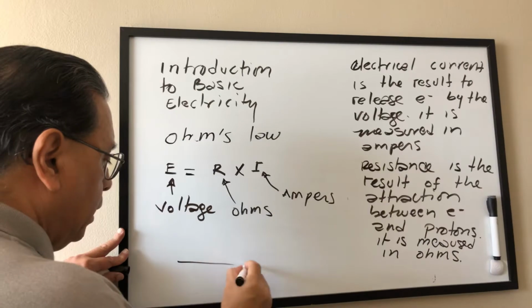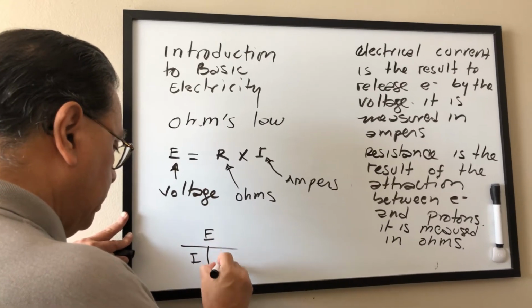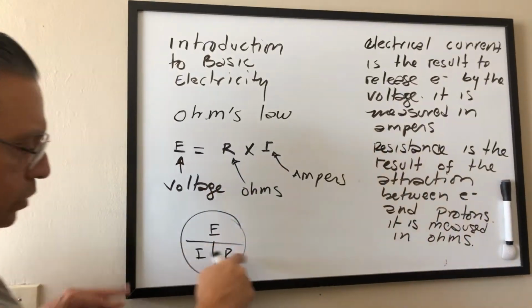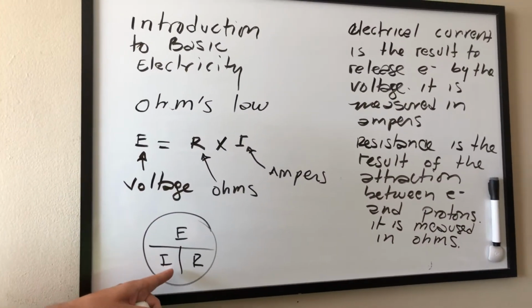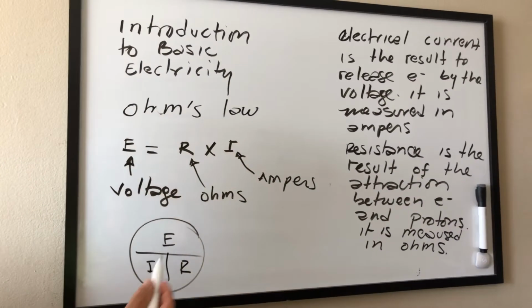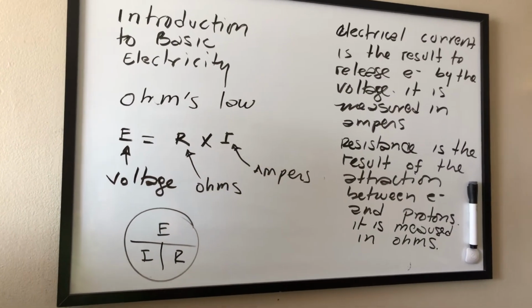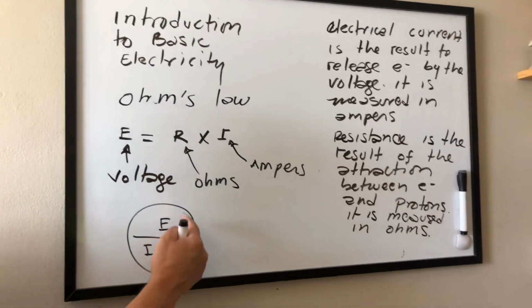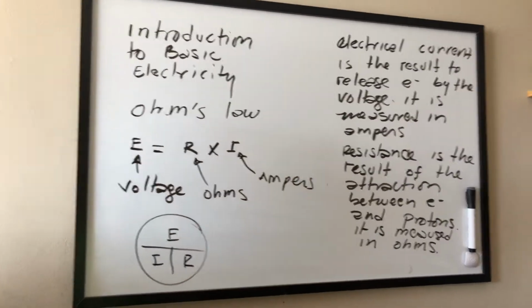So if we know two of them, we are able to calculate the other one. Okay, so if we know the amperage and the resistance, we can calculate the voltage. If we know the voltage and the amperage, we could know the internal resistance of the material. If we know the voltage and the resistance, we can calculate the amperage.